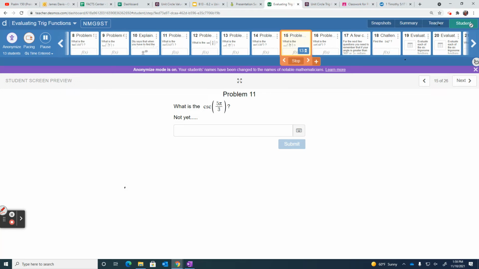We're going to attempt to do these without our unit circle. So, yeah, I'm going to teach you how to do it though. So first problem here is the cosecant of 5 pi over 3. So we need to think of a few things. First thing is, where is 5 pi over 3 on the unit circle?